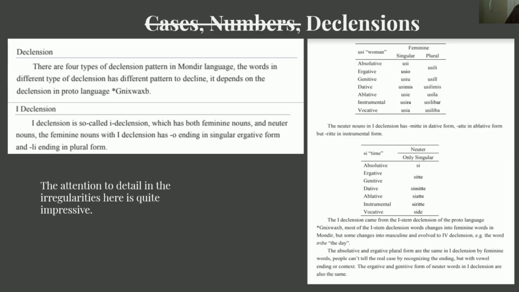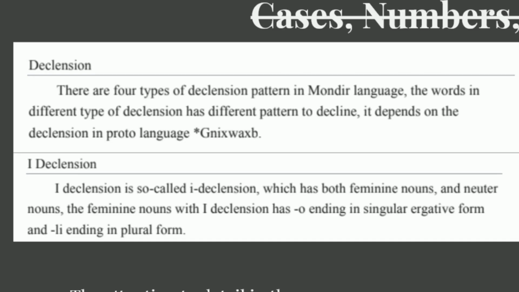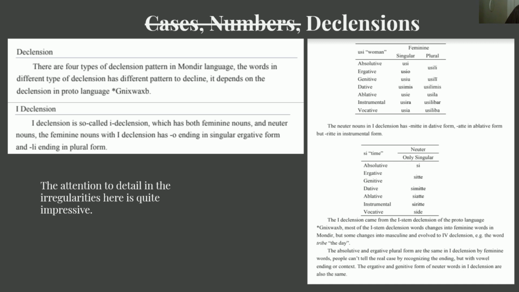And then on to the declensions, which again, I love declensions. The declensions in Mondir take their shape from the proto-language Gnihua's declension system, so it creates a lot of irregularities, as we'll see going forward. The first form of declension is the i declension, which has the o ending in the singular ergative form and li in plural form. And this is really impressive because the way all of this happens is naturalistic.